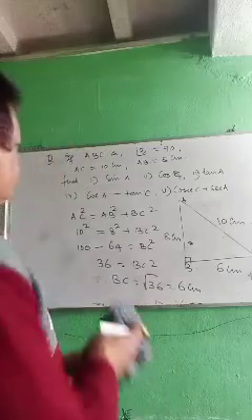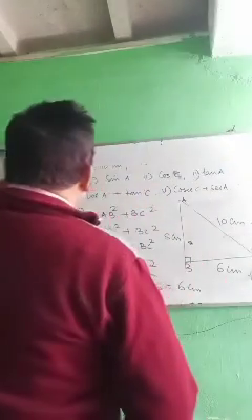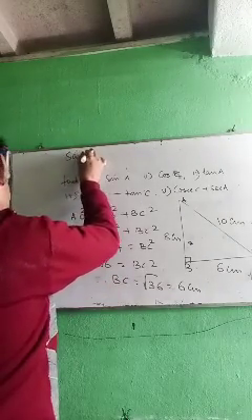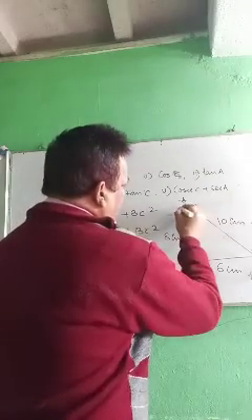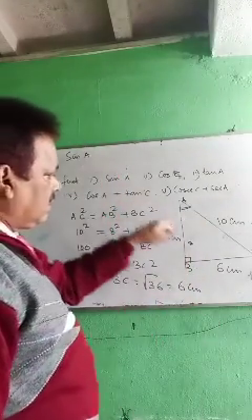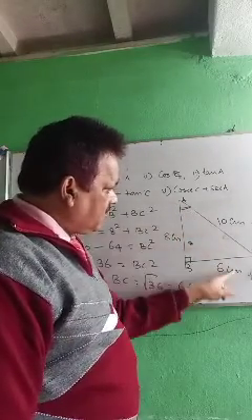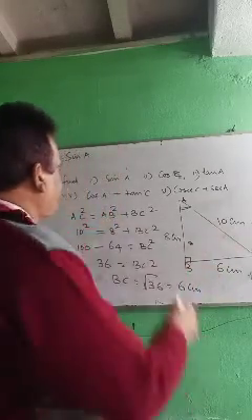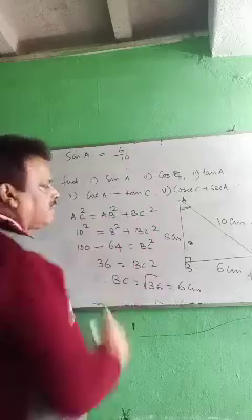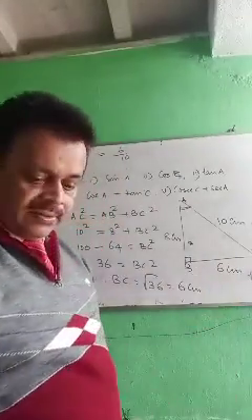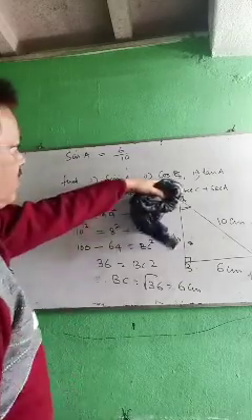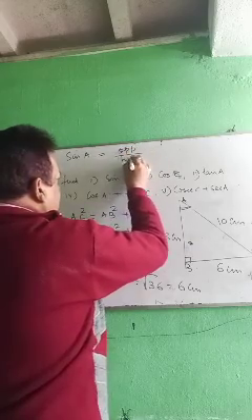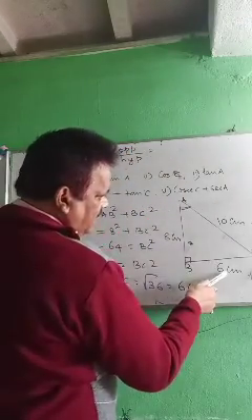Sin A. Now we'll write directly. Sin A, you have to see angle A. This is your A angle. What is the formula of sine? Opposite to angle A, opposite by hypotenuse. That means BC by AC. So 6 by 10. Directly you can write now because you have to remember it.